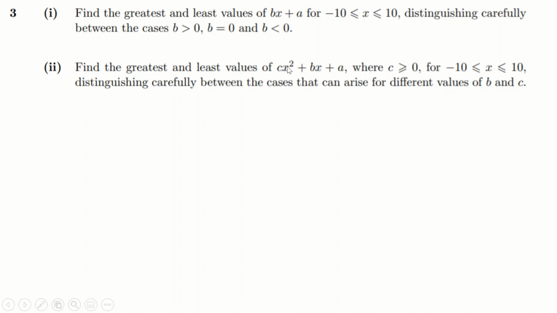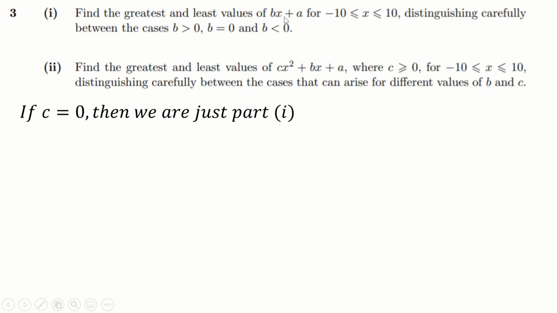Well, if c is bigger than 0, then this is a U-shaped quadratic. We learned that in year 9 and 10. If c was less than 0, that would make it upside down, like an n shape. But it's bigger than 0, so it's a U shape, except it could be 0. But of course, if c is 0, then all of this term goes away, and you're just left with bx plus a, which is the case we just dealt with.